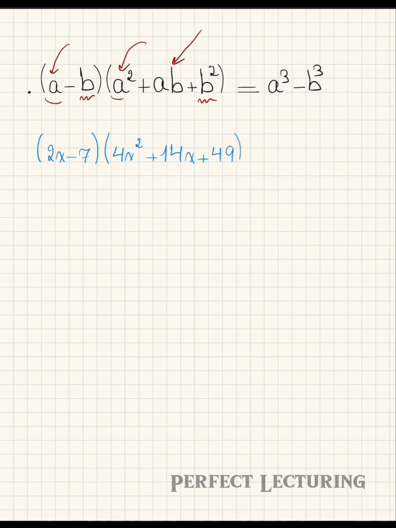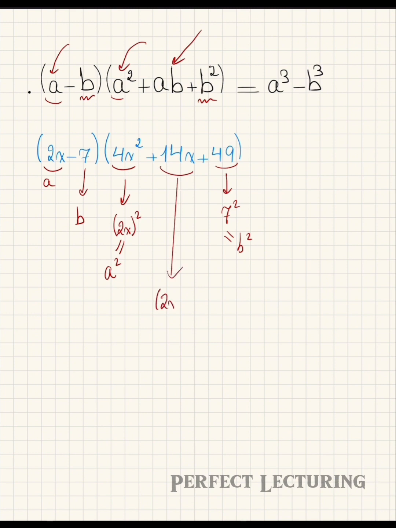So let us see if these conditions are satisfied. So this is supposed to be our a, and that's supposed to be our b. Which means 4x squared must be a squared because of the formula. Is it a squared? Let's see. Yes, it is, because 4x squared is simply (2x) all to the power of 2, and yes, it is a squared. Similarly, for the last term, that is 7 squared, which is b to the power of 2. Is the middle term a times b? Yes, it is, because it is 2x times 7, which is a times b. So this condition is also satisfied.